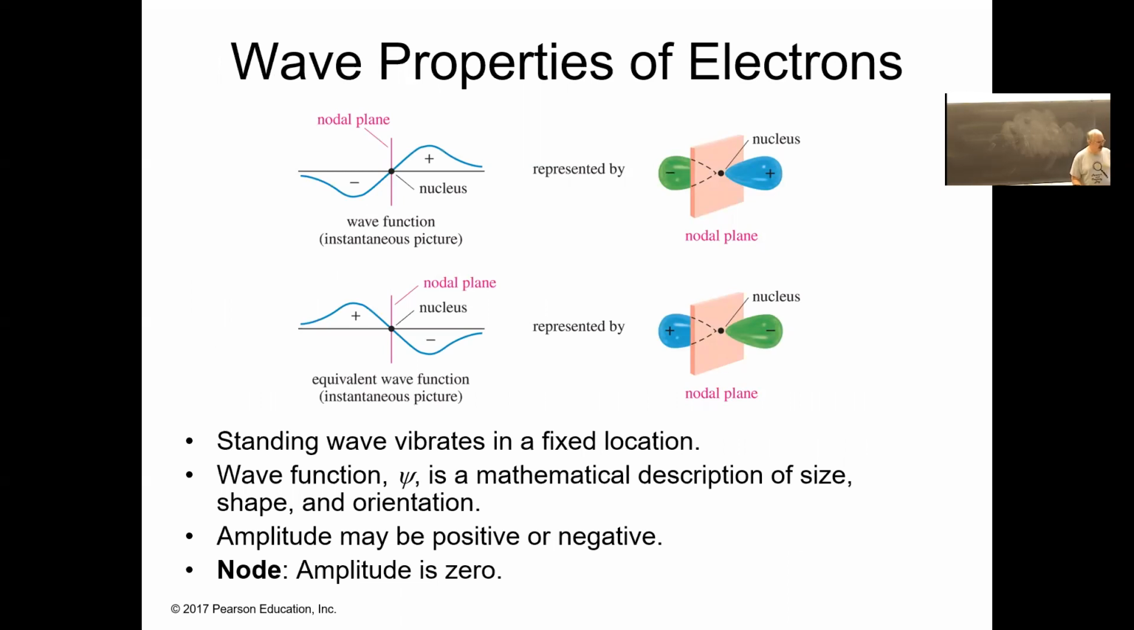Right, now we're going to change the subject and look at wave properties of electrons. Electrons behave as both particles and as waves. And there is a mathematical function called a wave function, which describes the size, shape, and orientation.